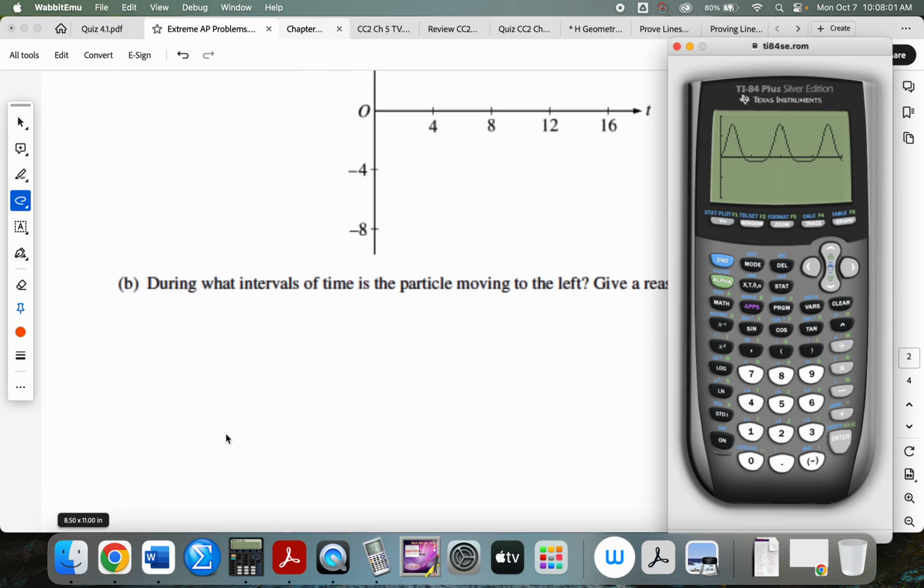All right, during what intervals of time is the particle moving to the left? All right, so the particle will be moving to the left when the velocity is negative. So I just need to find the two time intervals here where the velocity is negative. So I've got to go through this. It's not terrible, but man, you feel like there's got to be a better way. All right, so this is somewhere between, say, 1 and 4.